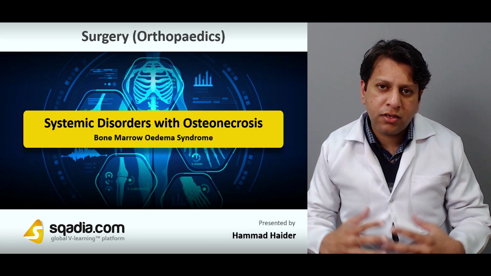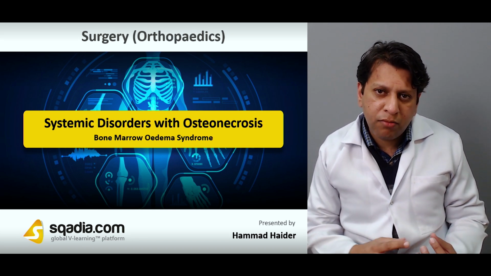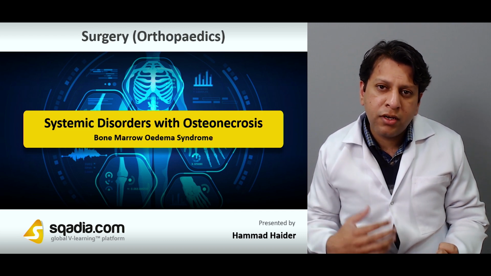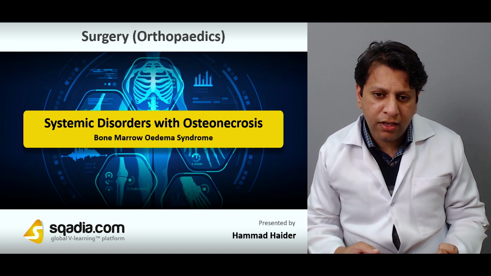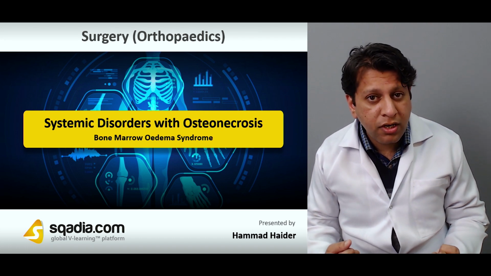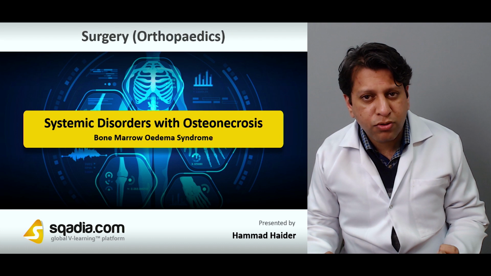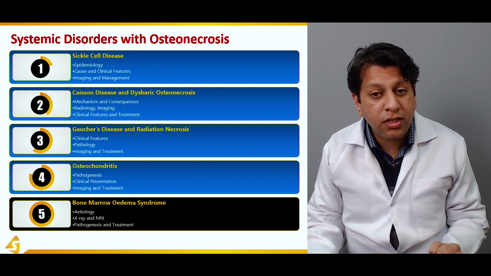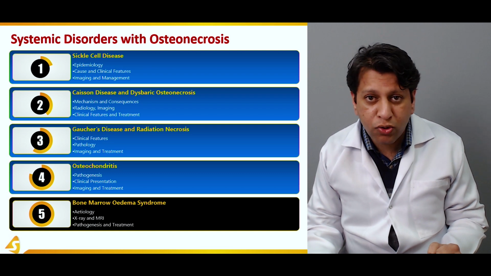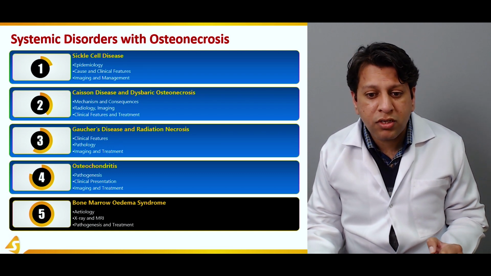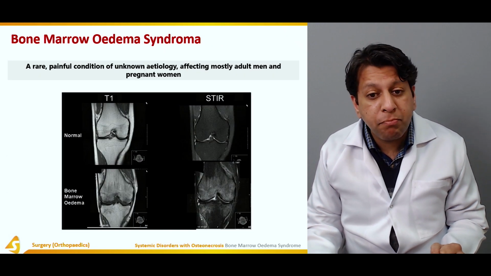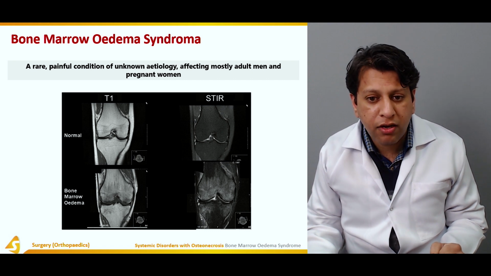So if there is edema over this area, then the majority portion of the bone is either receiving low blood supply or not receiving any. This may eventually result in infarction and ischemic necrosis of the bone. We'll be going through the etiology, what the X-ray and MRI features of bone marrow edema are, and what the pathogenesis and treatment are. It's a rare, painful condition of unknown etiology affecting mostly adult men and pregnant women.